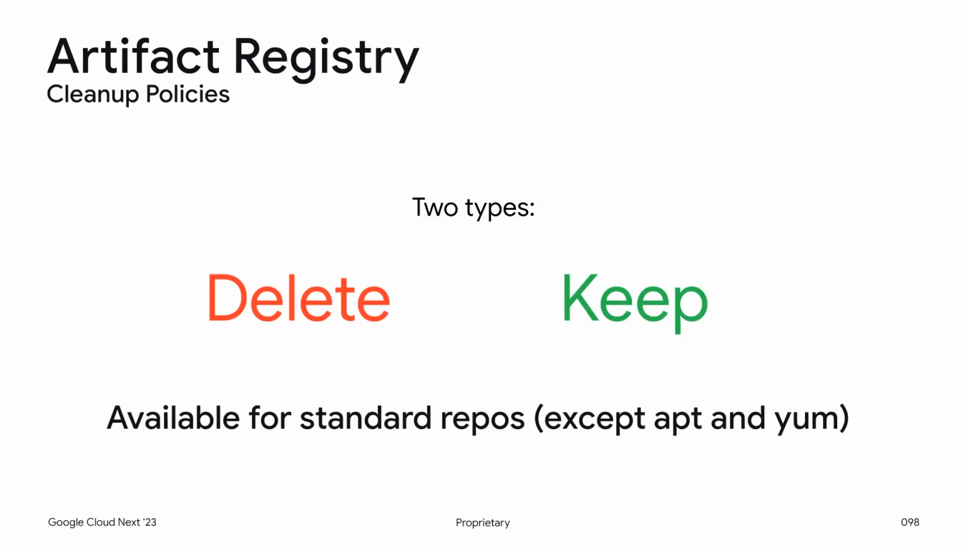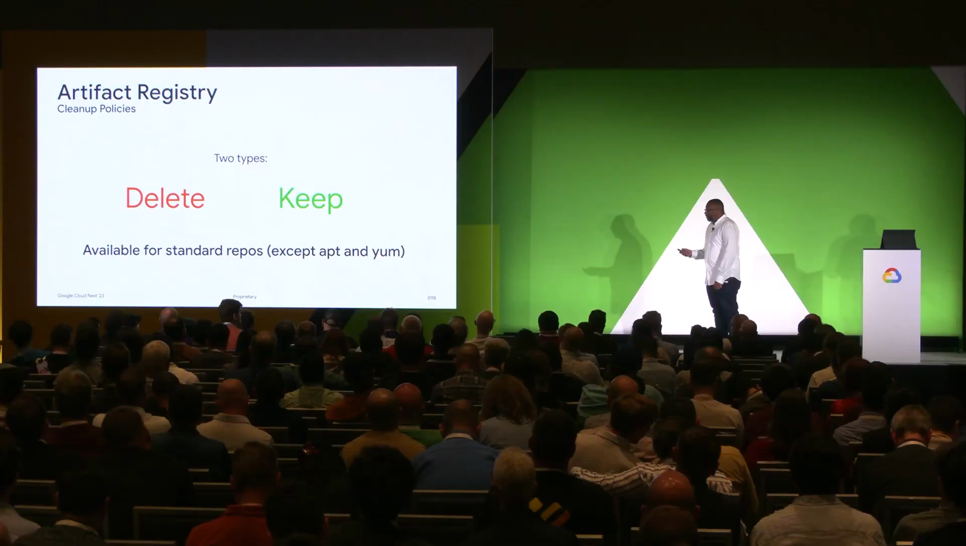Cleanup policies. It's pretty obvious. I mean, we put it right there on Front Street. It's for cleaning up files in your registry. It's really neat, though, because it does more than just define policies for deletion. You can also define which files to keep. You can apply up to 10 of these policies per repo, and they're defined with JSON. Pretty basic stuff.